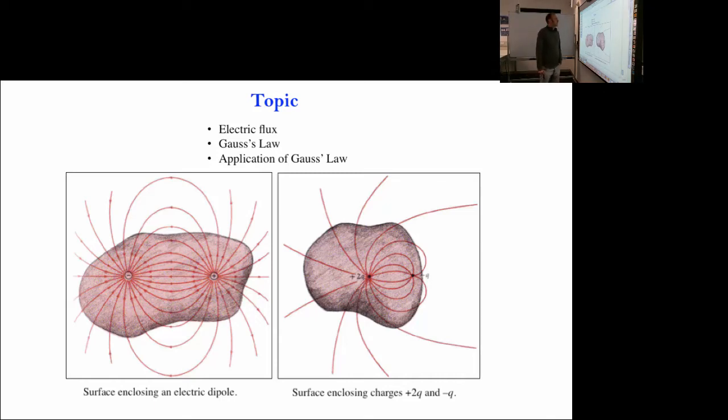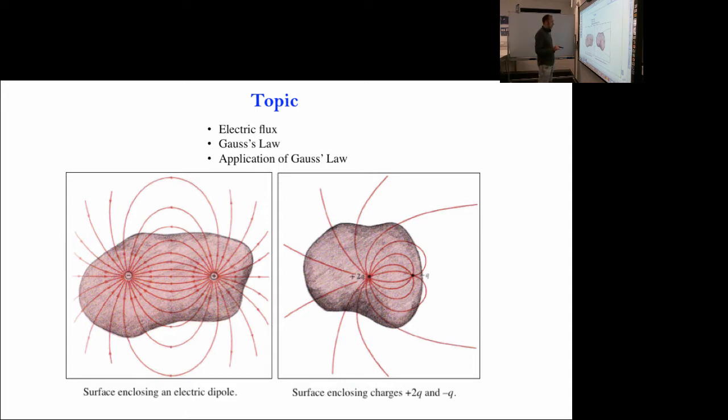Okay, so in this topic, we're going to consider electric flux and Gauss's law, which is very powerful when you have symmetry, and we're going to look at applications of Gauss's law. So we're going to do a few examples. First of all, we just want to consider the two figures that are presented in this slide.